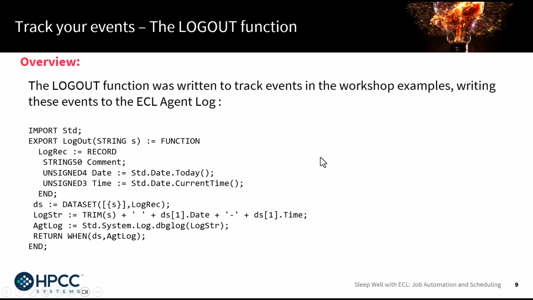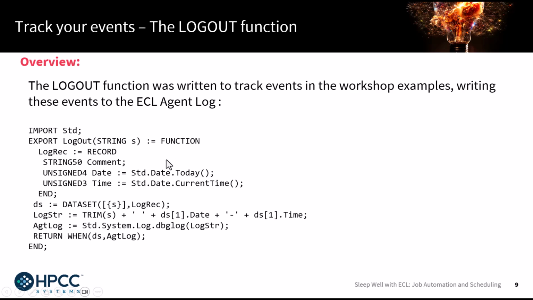We define a data set called DS with the dataset statement, and then as we get our string that gets passed into the function, we trim it first, append a space to it, and then concatenate the current date followed by a hyphen and the current time. We then write this to our ECL agent, using a built-in function called system.log.dbglog, and we pass it the log string.